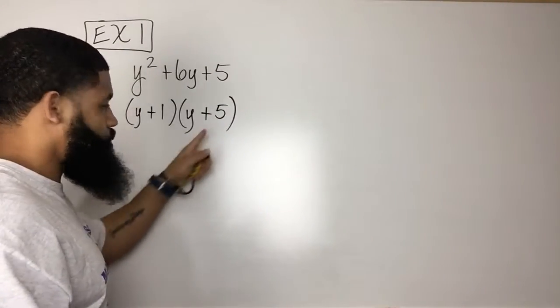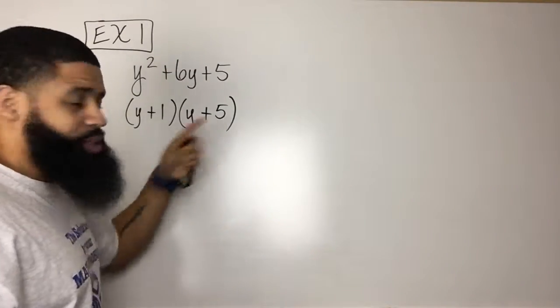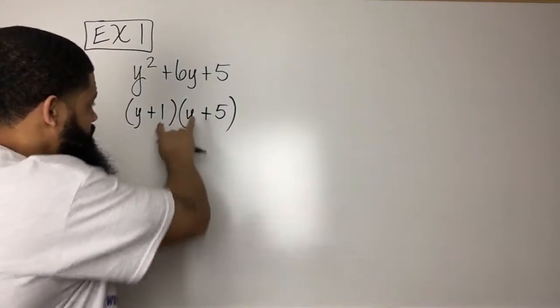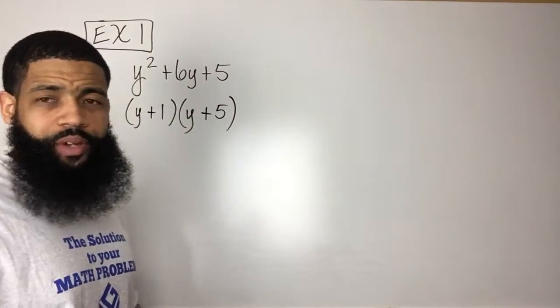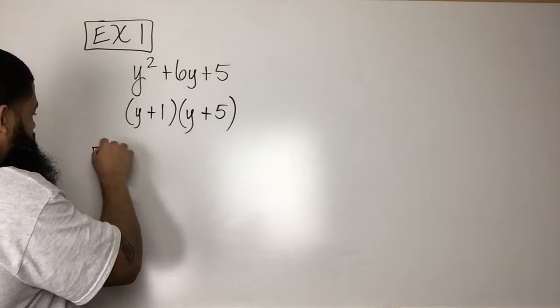You can say y plus 1 and y plus 5, or y plus 5 times y plus 1, because remember, multiplication is commutative. So in this case, the order that you put the factors doesn't matter. All right, let's go to example 2.